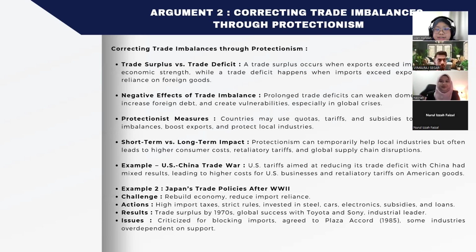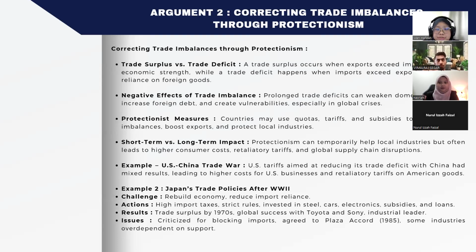For example, tariffs make foreign goods more expensive, encouraging consumers to buy domestically. However, while these measures can offer short-term benefits, they often come with unintended consequences: higher consumer costs, retaliatory tariffs from trade partners, and inefficiencies in protected sectors can undermine long-term economic stability.